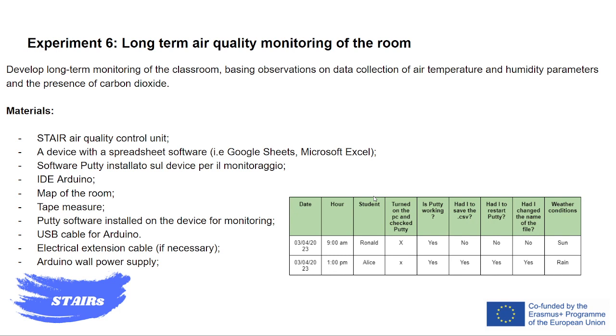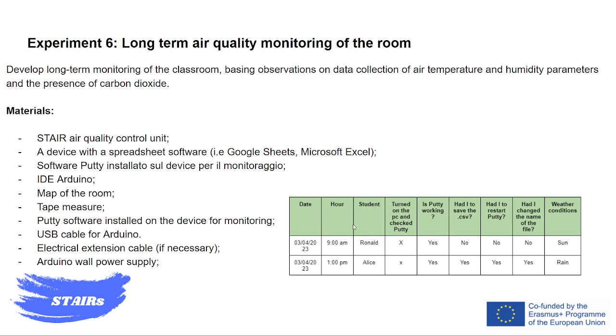All the STAIR air quality control units need more power supply than the USB. So the USB will just be connected as a cable for data, and the power supply will supply the energy for the control unit.